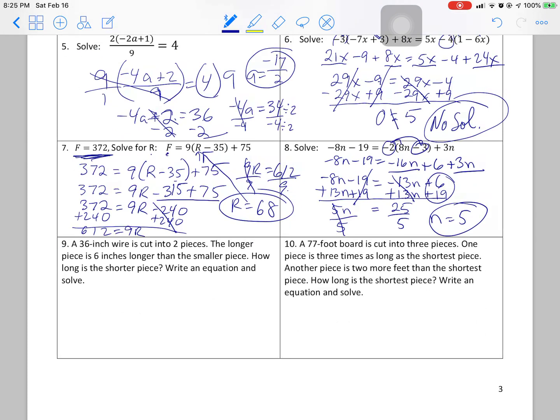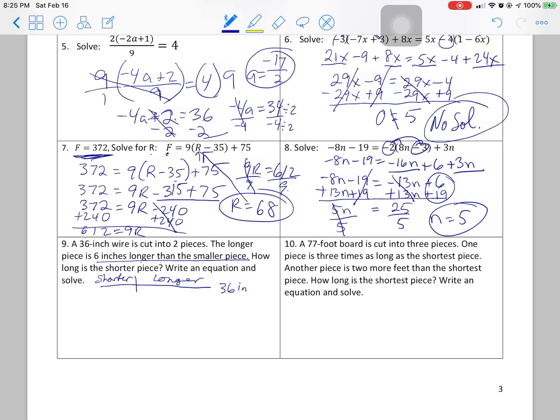All right, last two. A 36-inch wire, that whole thing is 36 inches, is cut into two pieces. The longer piece is 6 inches longer than the smaller piece. How long is the shorter piece? Write an equation and solve. This 36-inch wire is cut into two pieces. One is 6 inches longer. So I'm going to go with this is the longer piece and this is the shorter piece. Okay? The longer piece is 6 inches longer than the smaller.